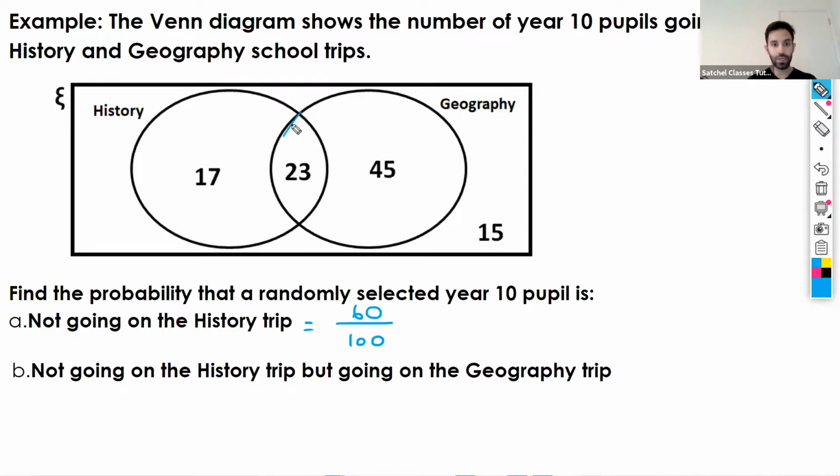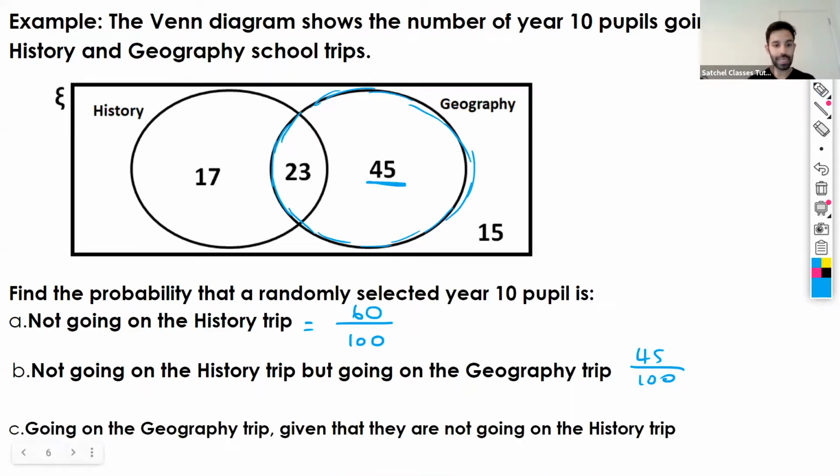So this circle here, or this set, I should say, is all the students who are going on a geography trip, but we want the ones who are not going on the history trip. So that's going to be 45. So this is 45 out of 100 still, because the sample space hasn't been reduced. However, with question C, it says, going on the geography trip, given that they are not going on the history trip. So given that they are not going on the history trip, well, that reduces our sample space now.